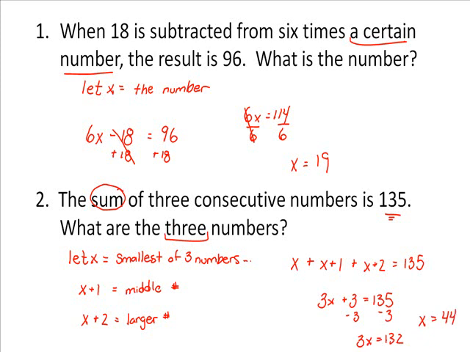It might be necessary for you to go back to your let x statement to see what that number represents. Since I'm looking for three numbers, I am going to go back, and I see that x represents the smallest of my three numbers. So the smallest number is 44. x plus 1 is my middle number. 44 plus 1 is 45. And x plus 2 is my larger number, 44 plus 2, which is 46. So my three numbers are 44, 45, and 46.